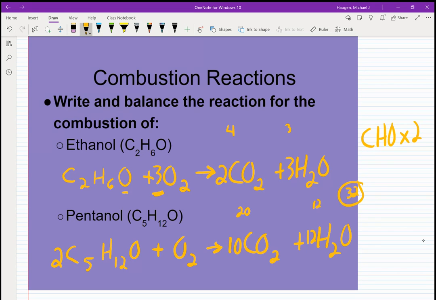Notice I already have 2 right there. And so I need 30. So I'm going to put a 15 in front of there. And it all balances out. So that's a CHO times 2.